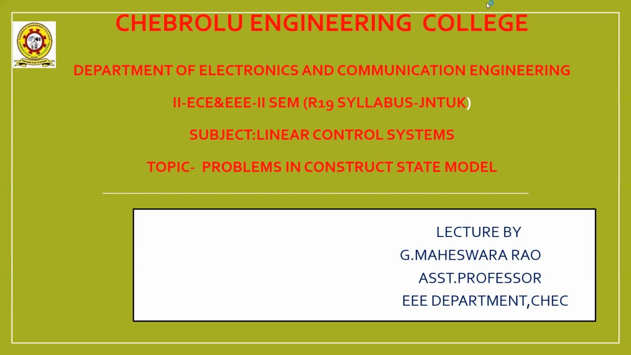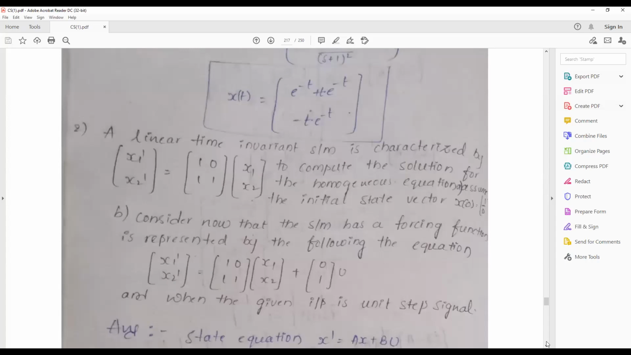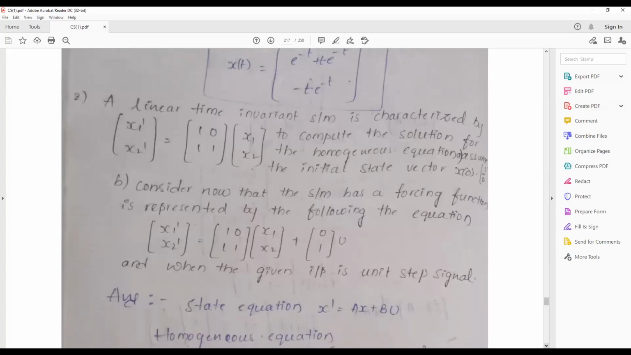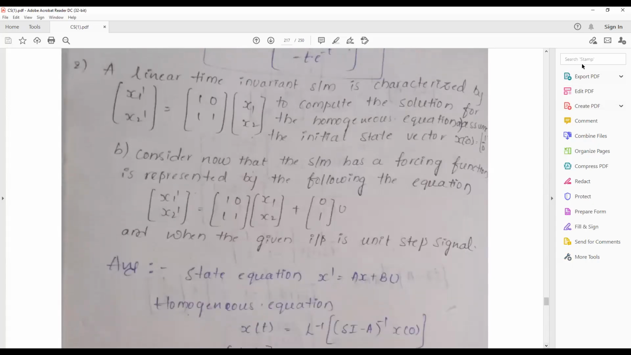The state transition matrix is very important, and definitely a problem will be given on it. In the given problem, a linear time invariant system is characterized by x1 dash, x2 dash equal to the matrix 1 0 1 1 times x1, x2.